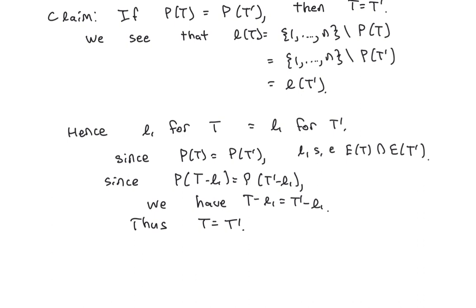Then what else do we know? Well, how does our algorithm work? We remove the vertex L1 from both trees, and then we continue our algorithm. However, since these two sequences are the same, when you remove their first element, the rest of the sequence remains the same. And so in some sense, by induction or by repeating this argument, we can guarantee that the T minus L1 is equal to T prime minus L1.